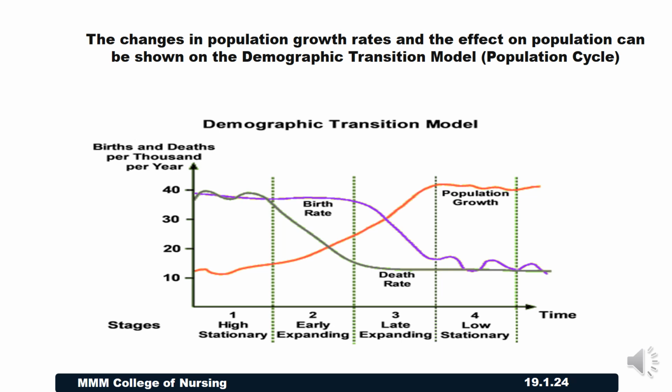And the fourth, low stationary stage. In this, the birth rate as well as the death rate are both low. Next, declining of population, which we call the declining stage. These are all the five stages: high stationary, early expanding, late expanding, low stationary, and declining. Again I am repeating: high stationary, early expanding, late expanding, low stationary, and declining.